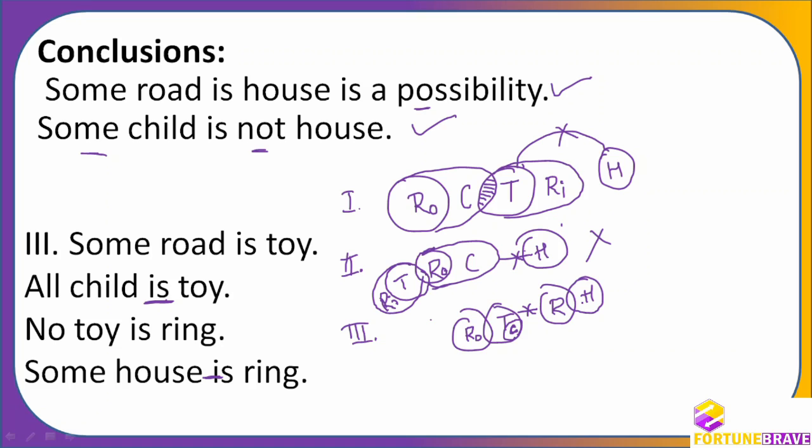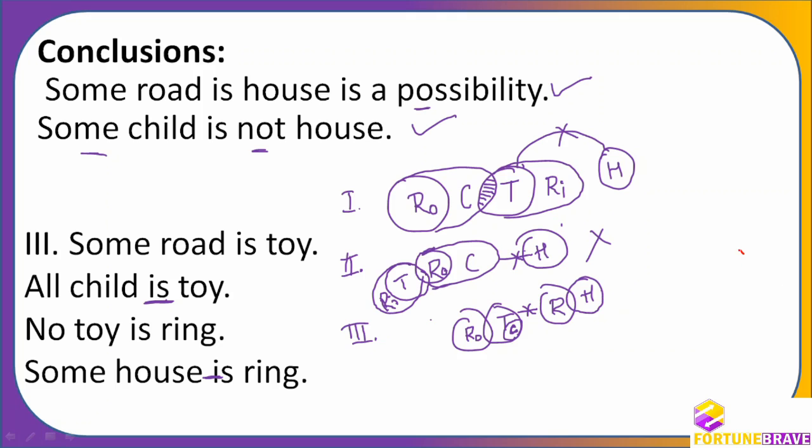Can I say it 100%? No. Some child is not house. Which child is not house? I can put everything here, because this has to be true in all cases. This is very interesting, try to understand. Okay, I can put here.